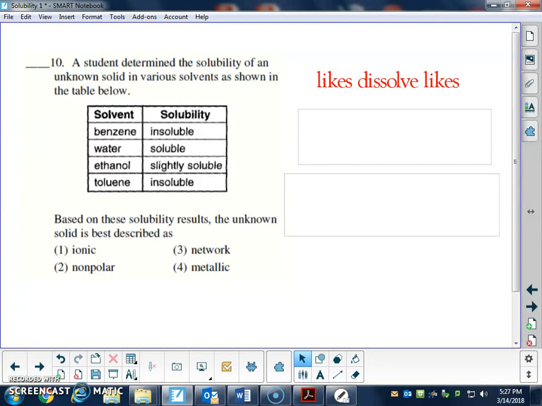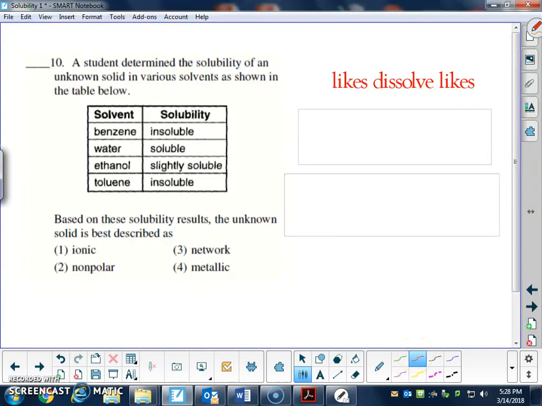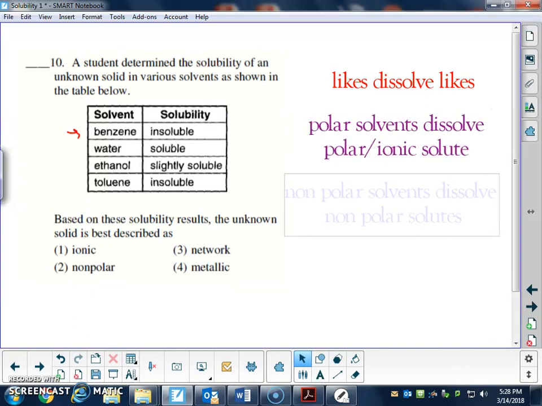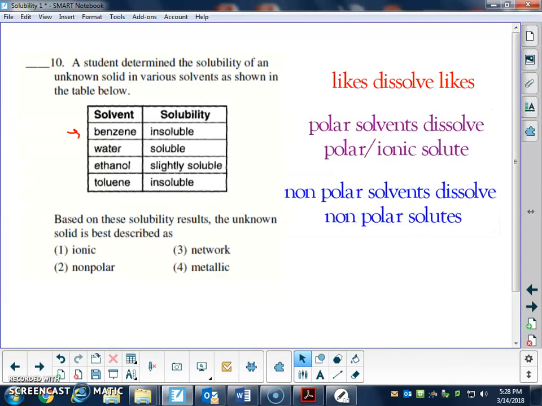And number 10, we're talking about likes dissolving likes, okay? We're talking about the fact that the student determined the solubility of unknown solids in various solvents. They found that the substance, wherever it was, it did not dissolve. It was insoluble in benzene. It was insoluble in benzene, all right? And remember, if you don't know anything, nonpolar solvents dissolve nonpolar solids. Benzene, organic compound, this is nonpolar.